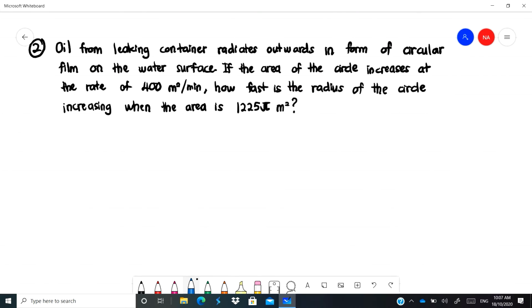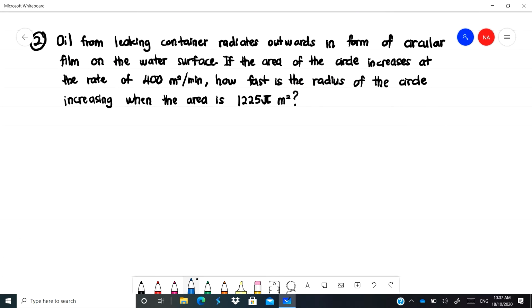Right, let's move to question number 2. Read the question carefully and take out all the mathematical information from the question. So oil from a leaking container radiates outwards in the form of a circle. So take note that it comes out from the container in the shape of a circle on the water surface.